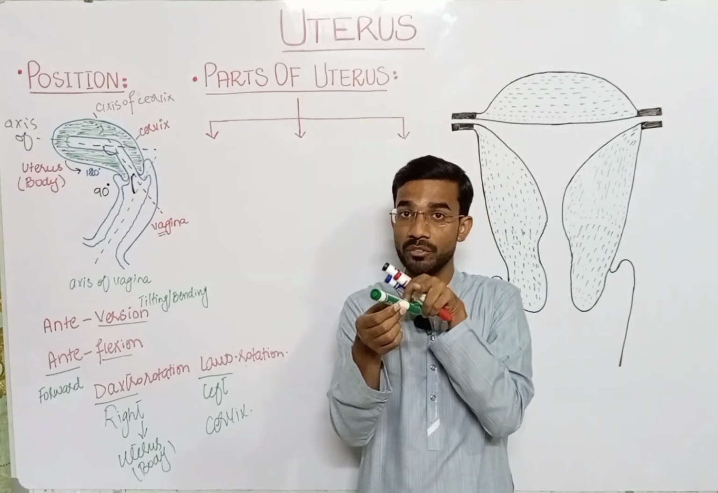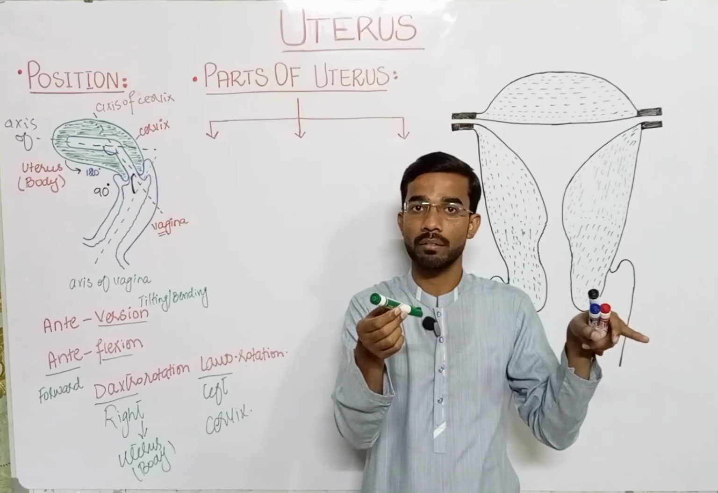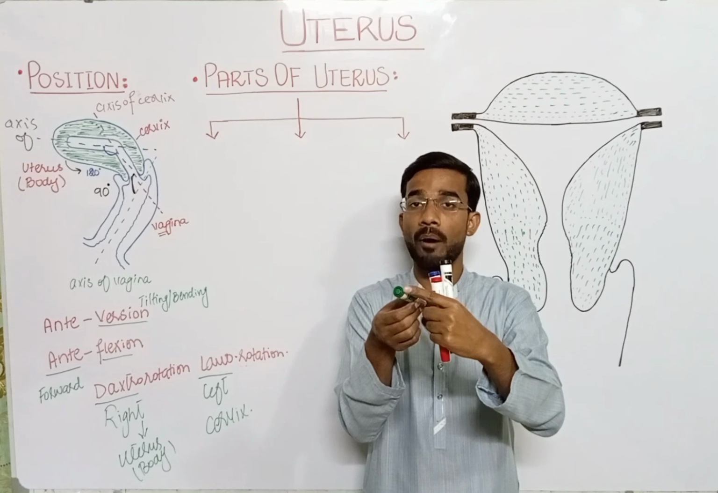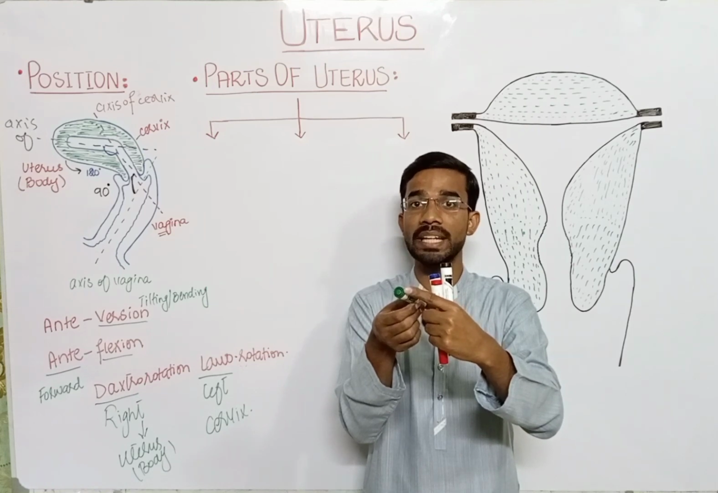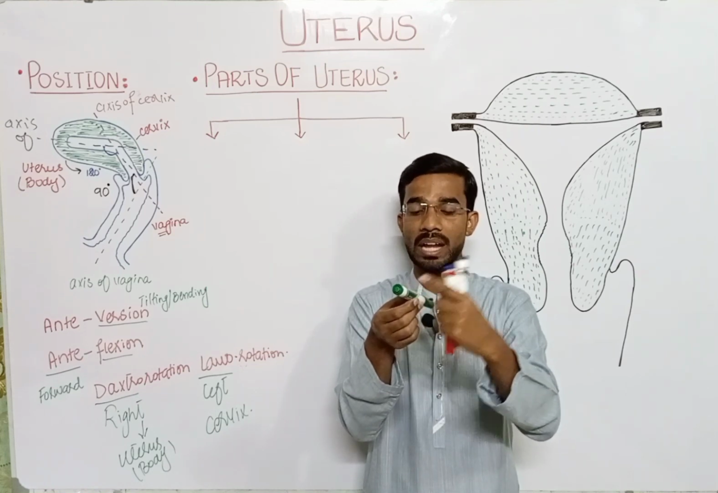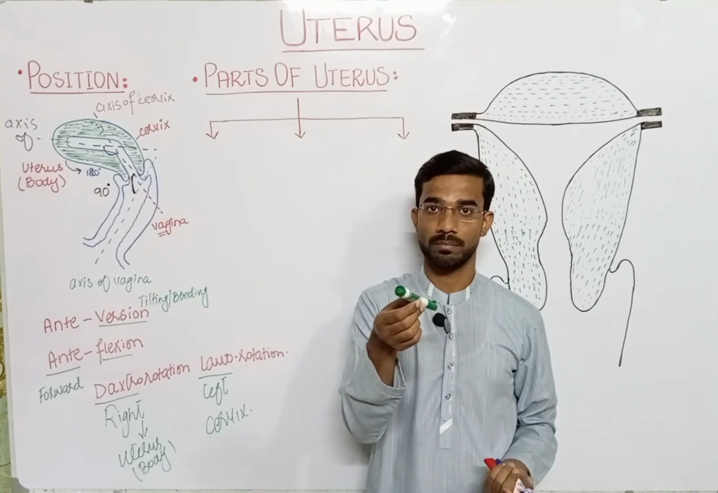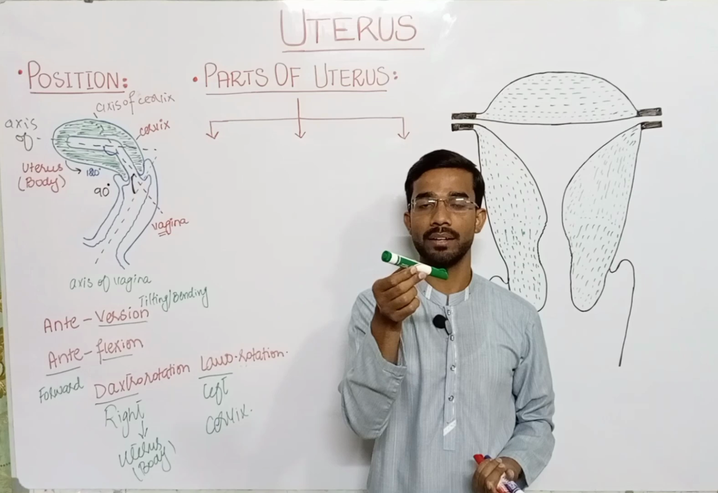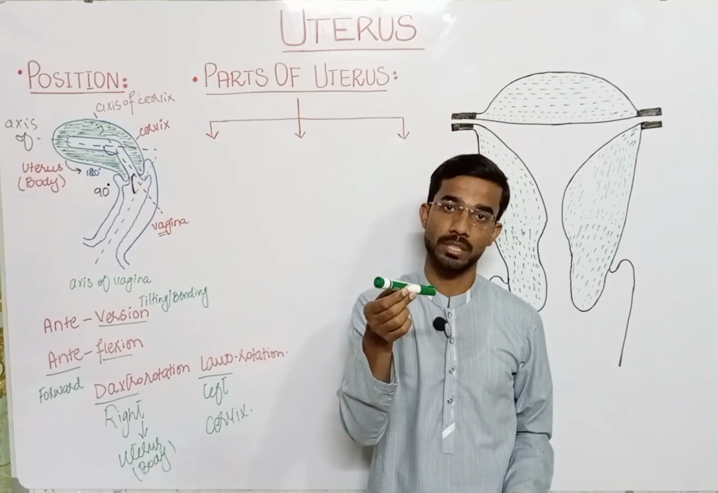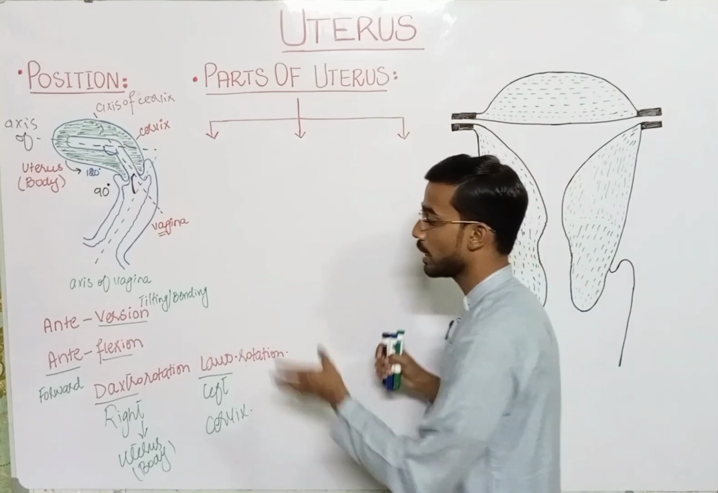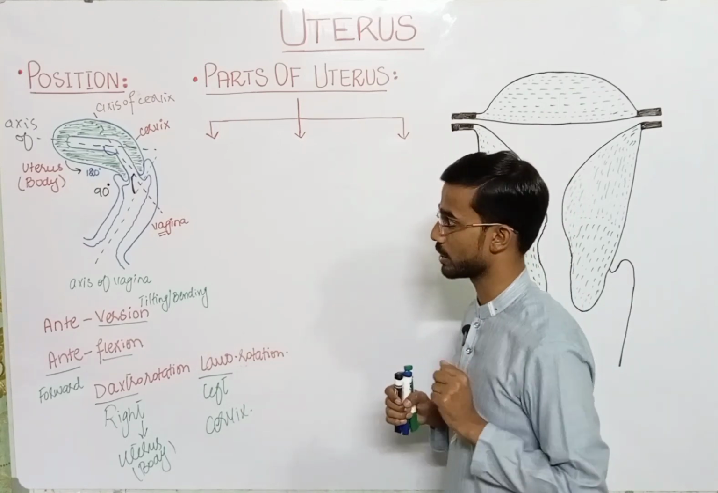Automatically the back side, which is the cervix, moves to the left side. So that's why we say that the body of the uterus shows the dextro rotation and the cervix shows the levo rotation. So this is normal, and depending on this, they show this position. Okay, now we have cleared the concept of dextro rotation and levo rotation.